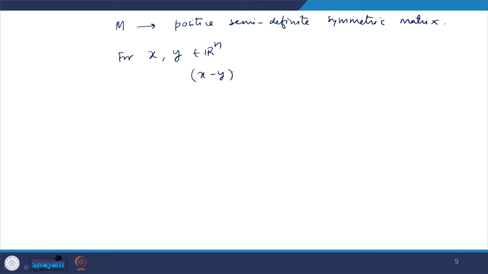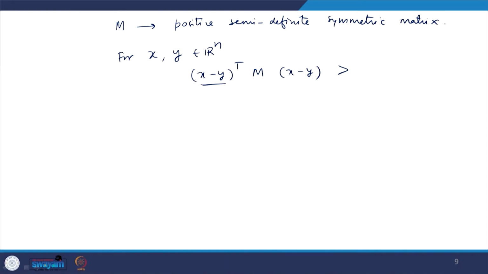If it is a positive semi definite matrix, then for any x, y in R n, consider x minus y transpose M into x minus y. Here x minus y is also a vector in R n, and since x transpose M x is always greater than or equal to 0 for any x in R n, this is also greater than or equal to 0 because M is positive semi definite. So, what does this imply further? This further implies x transpose M x plus y transpose M y minus x transpose M y minus y transpose M x is greater than or equal to 0.